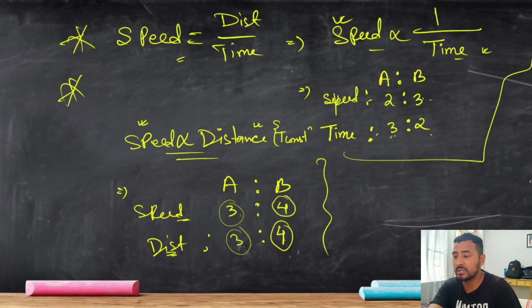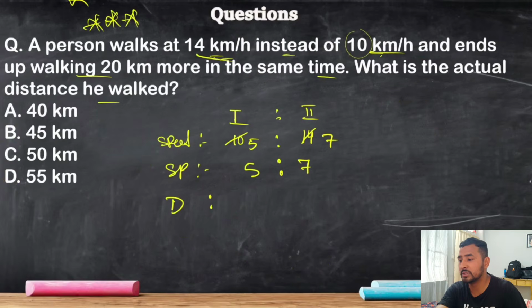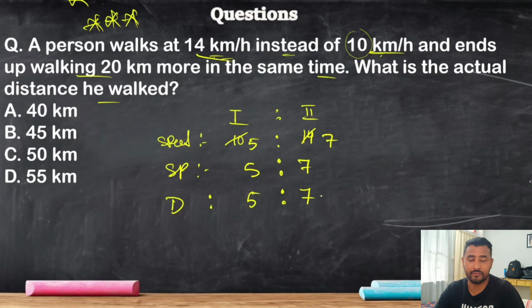When time is constant, it means time does not change. In this case also, when distance is constant. Distance is constant, clear? So in this question, whenever the time is not mentioned, that means time is constant, right? So how we can do it is, like I said in that chart, speed is directly proportional to distance. So you can just write the same, 5:7.